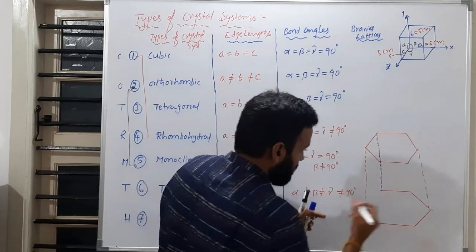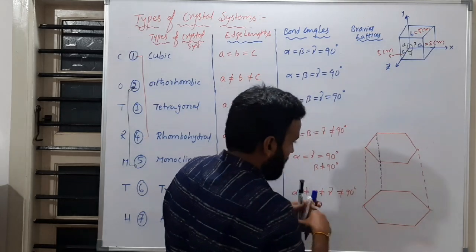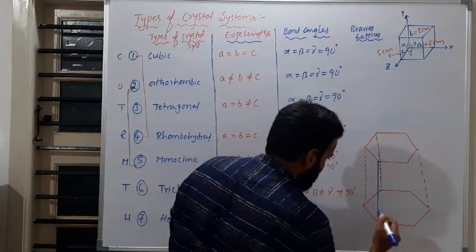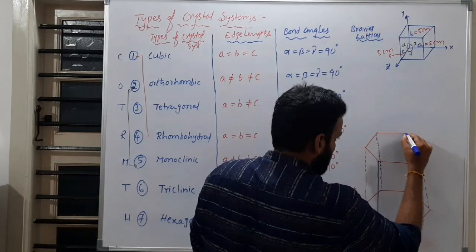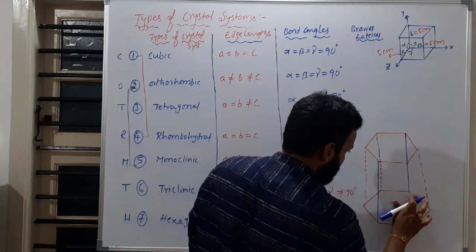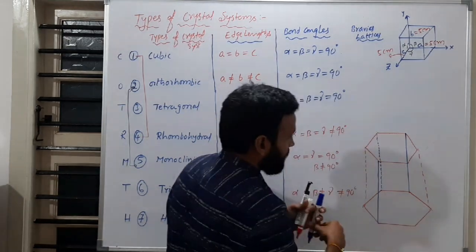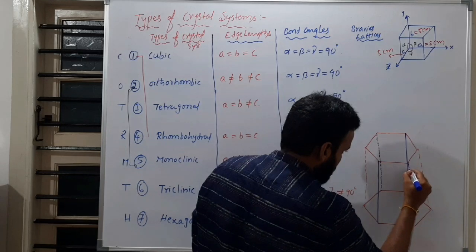Just change it like this. And here to here you have one more line. I'm drawing like this from here to here. And here to here you have one. So just change it like this. Okay. And here to here I'm drawing like this.